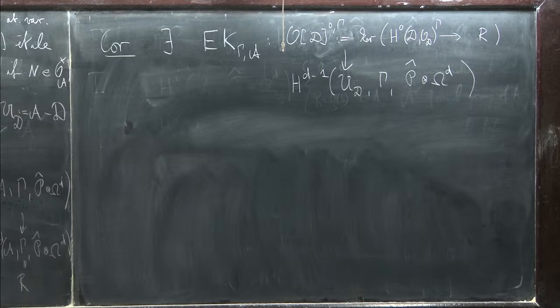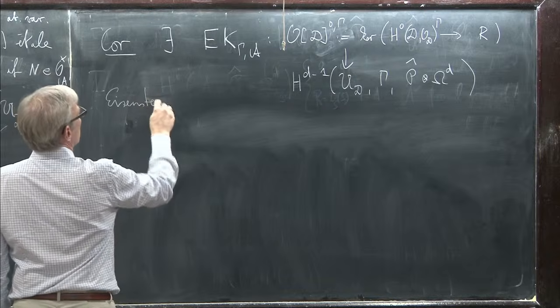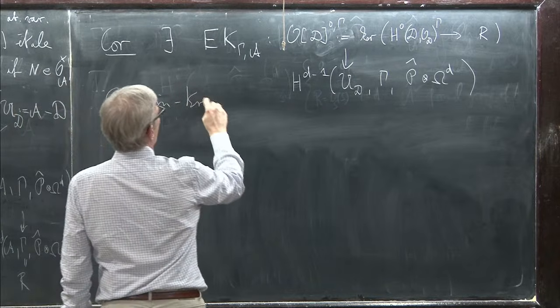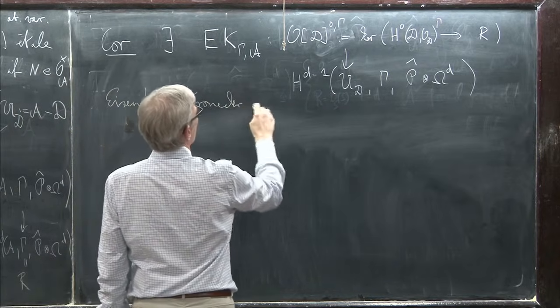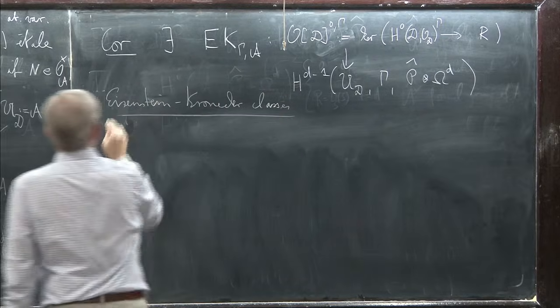And this we call the Eisenstein-Kronecker class. You have many.